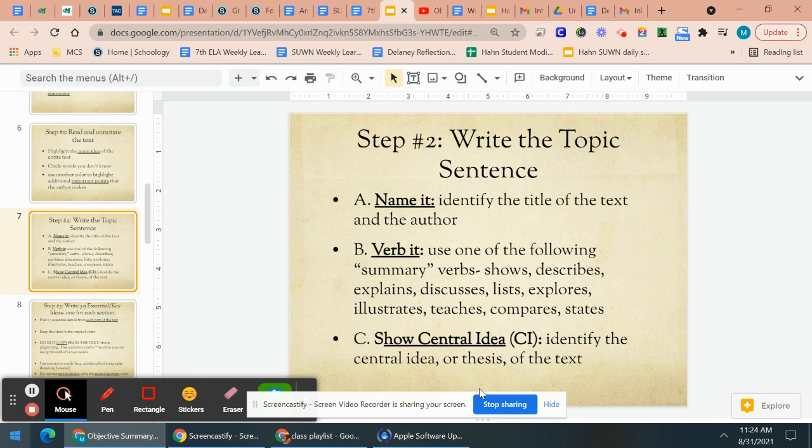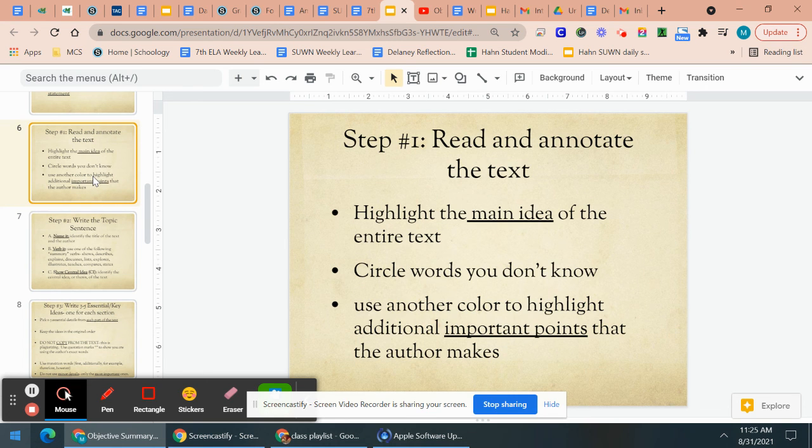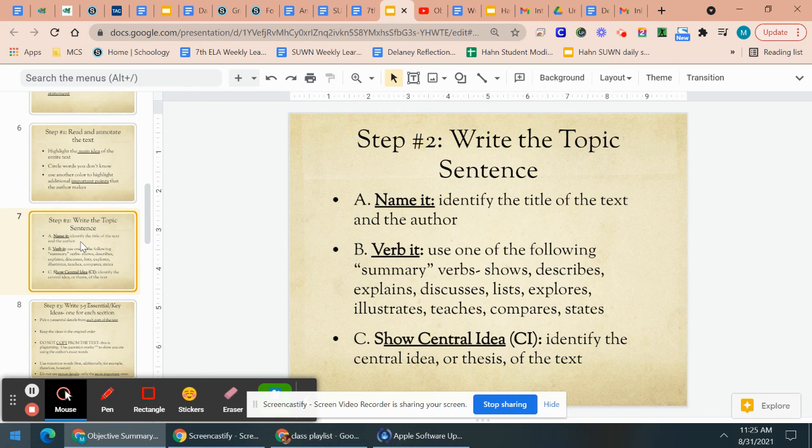Finally, look at that central idea. We'll call it CI. Look at that central idea you identified in the article, the main, most important idea, and then write that down. So you might say something like, in the article, Smoking is Terrible, John Smith argues that smoking has many negative health effects. And that's your first sentence. That's your topic sentence. So step 1, you read and annotate the article. Step 2, you write your topic sentence.